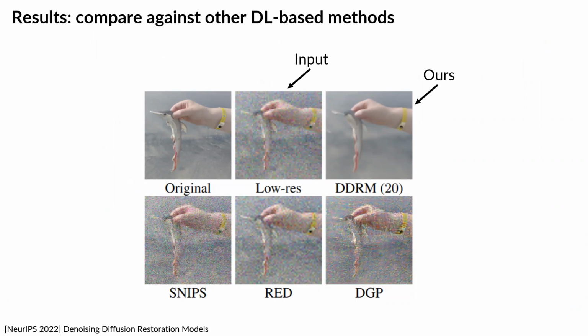Originally, there's the original image on the top left, and the low resolution noisy input is the second one. And our result in 20 iterations is able to generate a reasonably smooth denoised image. On the bottom row, we have SNIPS and RED, which are two methods using the same denoiser, as well as the DGP, which is a GAN-based method. As you can see, the quality of the baselines is all pretty worse compared to what we have.